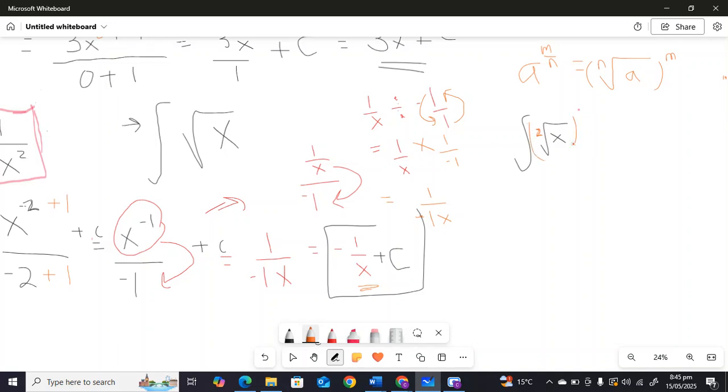Maybe I should put it like this. What does x become then? Wonderful, madam. Wonderful. It becomes x to the power half. That's Madam Florence. Okay. Yes. Colleagues, are we okay with this?